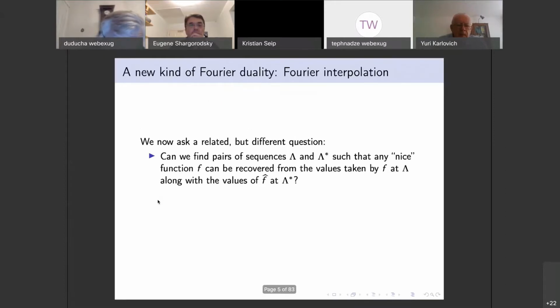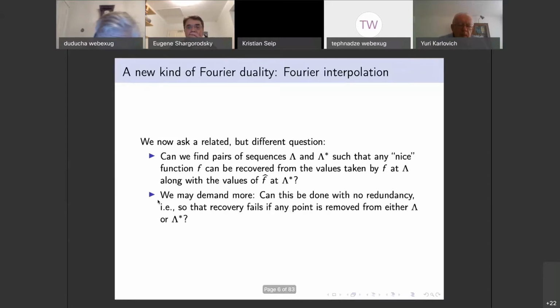So please move on. Now we ask a related but somewhat different question. We ask whether we can find pairs of sequences lambda and lambda star such that any nice function f can be recovered from the values taken by f at lambda along with the values of f hat at lambda star. And we can also ask whether this can be done with no redundancy, so that recovery fails if any point is removed from either lambda or lambda star.